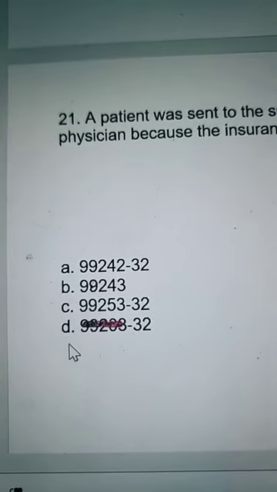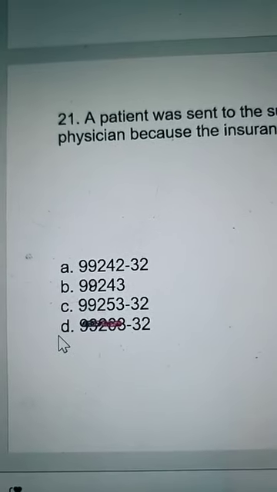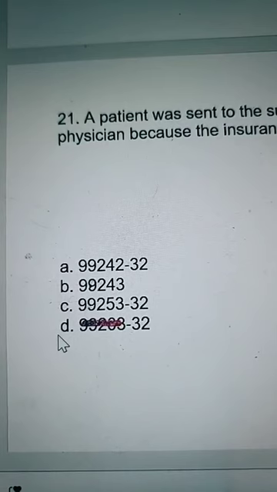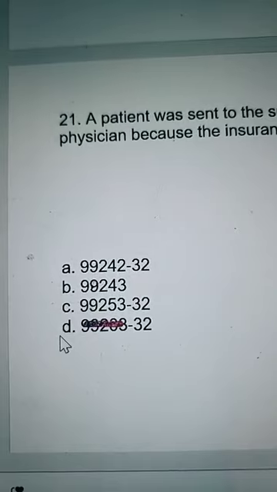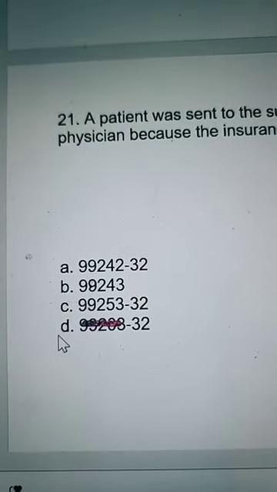Let's see. Main issue is with the office visits. I can't find them. The Z category? I have to go and I will ask you later. Thank you for your time. The Z category.